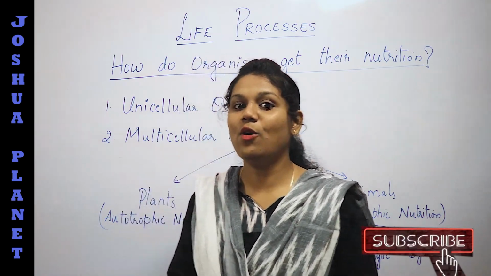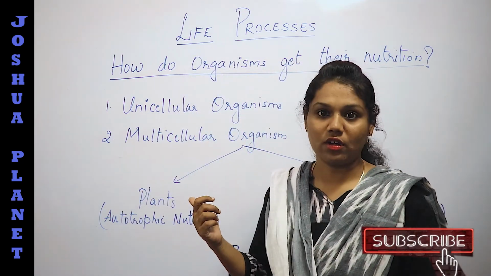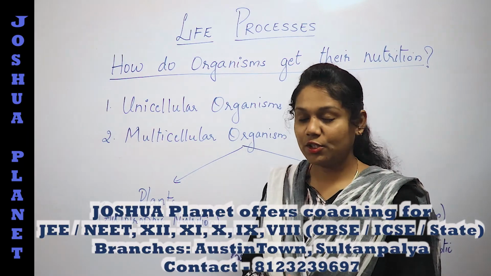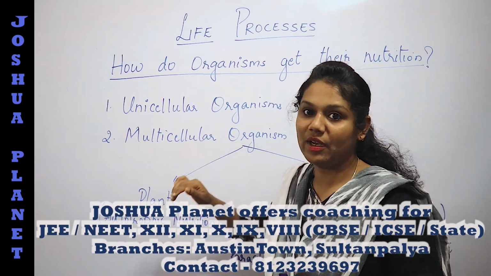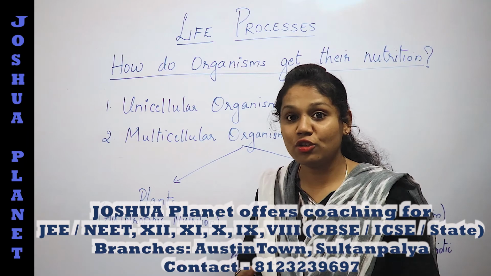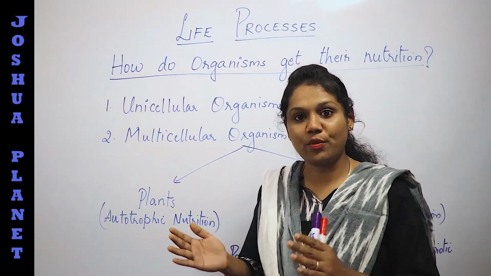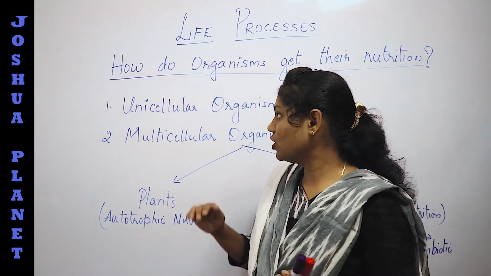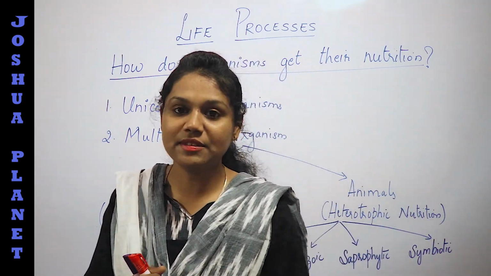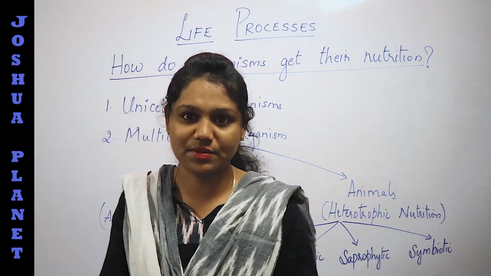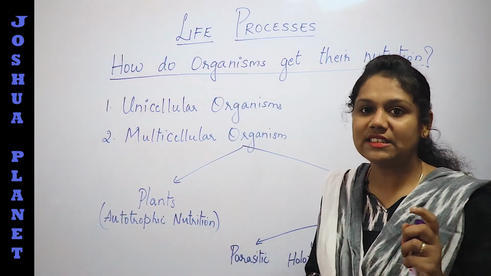Now we'll see how organisms obtain their food. So this I already told you before. You have unicellular organisms and multicellular organisms. Based on the body designs, organisms will have different methods or processes of obtaining nutrition. If you talk about unicellular organisms, these are basically very simple organisms. They will have only one cell in their body.